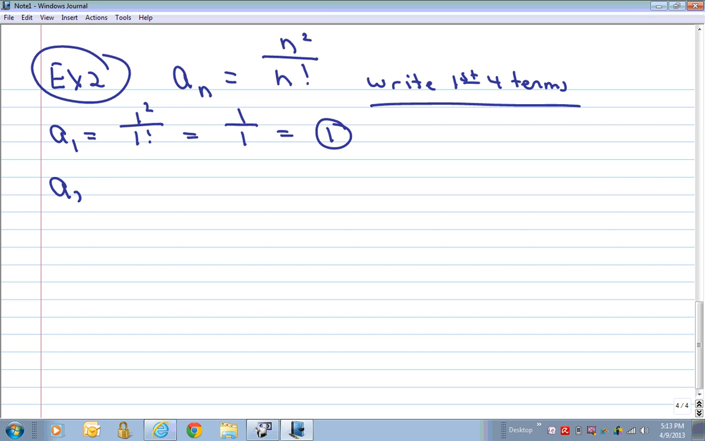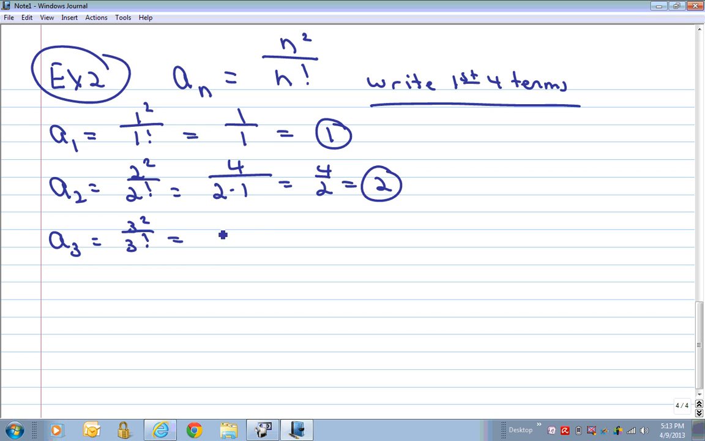Let's look at A sub 2. We would have 2 squared over 2 factorial. 2 squared is 4, and 2 factorial would be 2 times 1, which is 2, so we would have 4 over 2, which is 2. All right, now we have A sub 3. We would have 3 squared over 3 factorial. 3 squared is 9. 3 factorial would be 3 times 2 times 1, which is 6. So we have 9 over 6, which reduces to 3 halves. That would be our output.